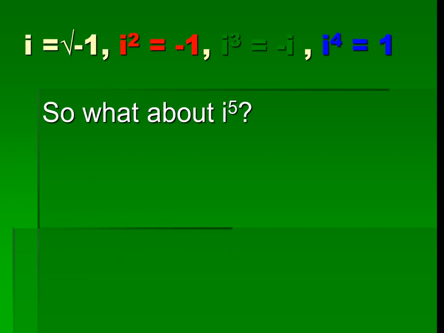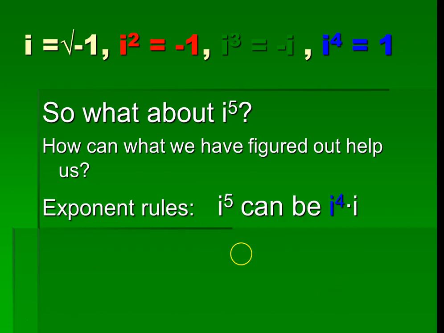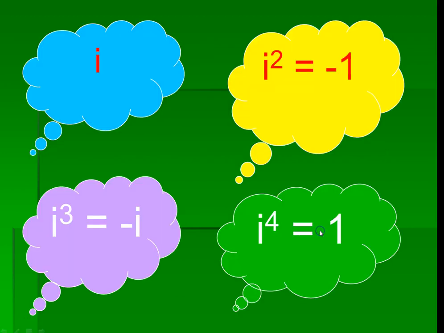Then what about i to the fifth? Let's use our rules. i to the 5th can be i to the 4th times i. There's 4 of them, and another one is 5. But what is i to the 4th? Well, that's just 1. So 1 times i is i. Does it seem like we just kind of started over? I don't know. Let's think about that.